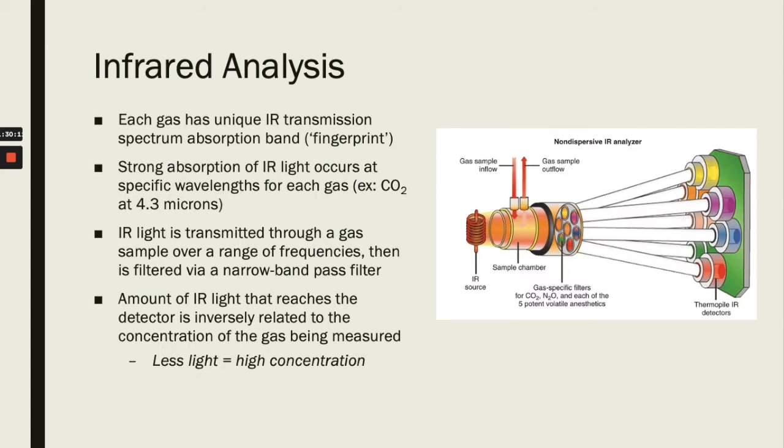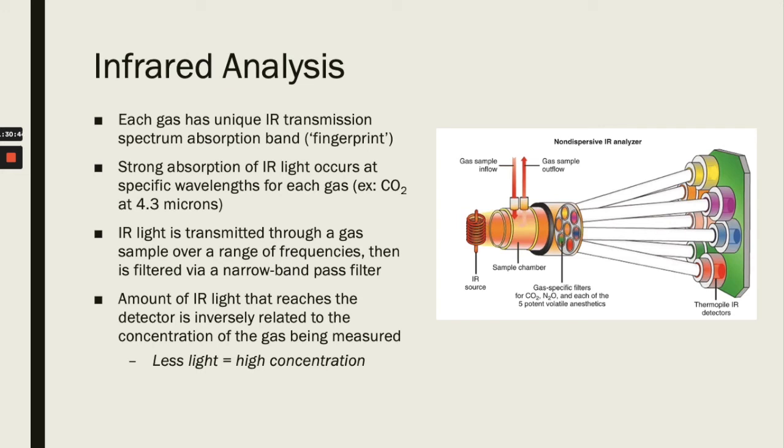Okay, so each gas has a unique IR transmission spectrum absorption band, which is essentially a fingerprint, quote unquote. The strong absorption of IR light occurs at specific wavelengths for each gas. So, for example, CO2 is measured at 4.3 microns. You don't need to know that, but it's just an example of how each gas will have different wavelengths.